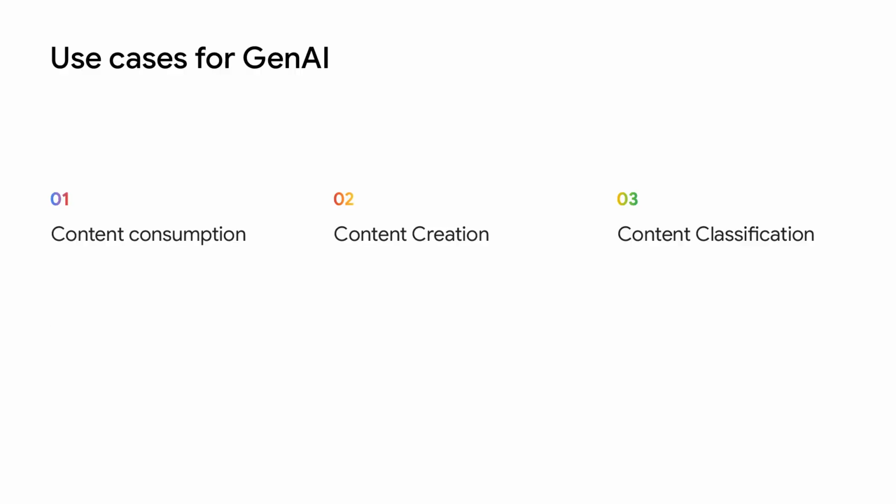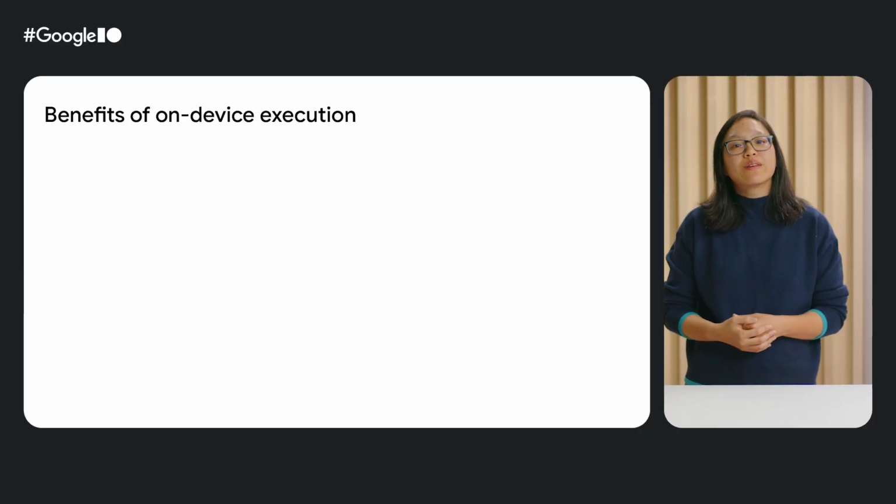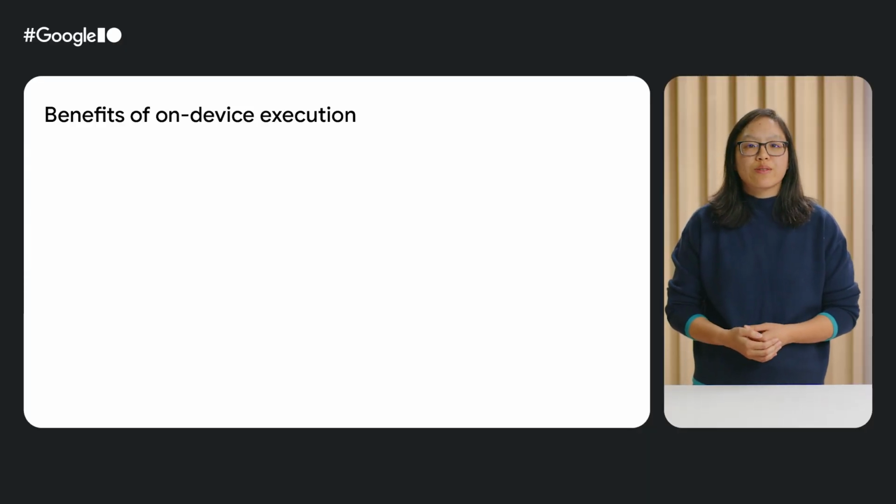With these use cases in mind, let's now consider how on-device Gen AI is well suited to perform these tasks. On-device Gen AI refers to the ability to process prompts and data directly on the device without sending data to a server. Since a server is not required, this offers a few advantages.